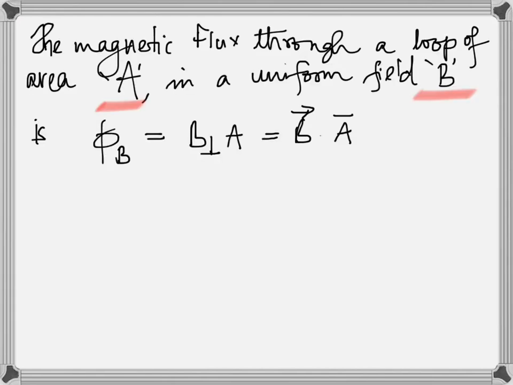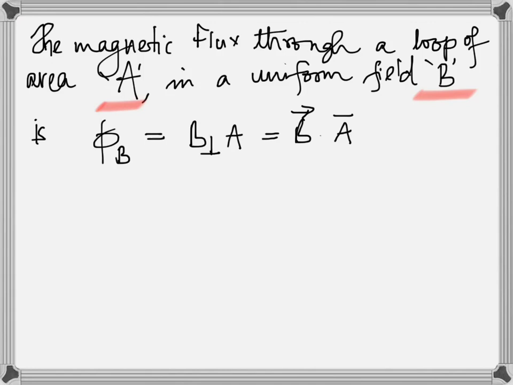This formula actually gives you phi B, the magnetic flux. B stands for magnetic. Magnetic flux is given by B perpendicular A, which is B dot A. And how do you define B dot A? BA cos theta. When theta is 0, cos 0, maximum flux is passing through it, right? That makes sense.